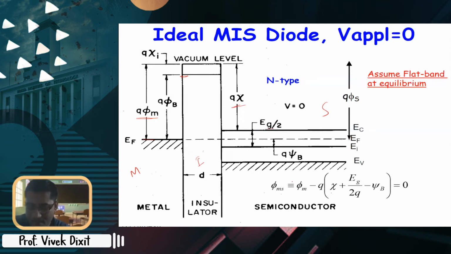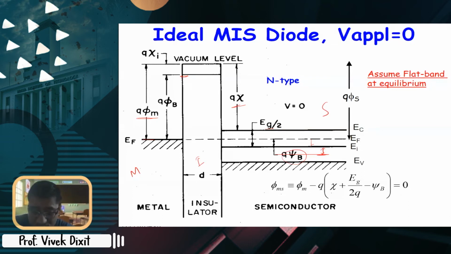The band gap is Eg, and if it's n-type doped, the difference between the Fermi level and the intrinsic level is called Q psi b. And if it is p-type, then the difference between the Fermi level and the intrinsic level will also be called Q psi b, right? So between p-type and n-type, the sign will be different, or you can define them in different ways, right?